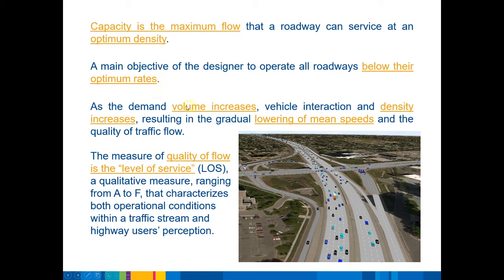As the demand volume increases, so the number of vehicles that want to use the road, the vehicle interaction, so the amount of braking and turning and things that's needed between vehicles, and density also increases. So this will gradually lower the average speed and the quality of the traffic flow. And how do we talk about this quality? To measure quality of flow, we use the level of service.